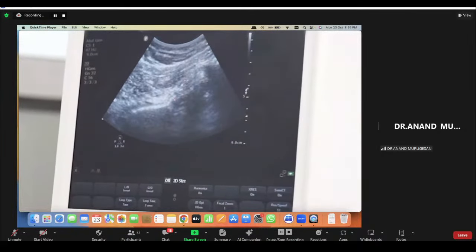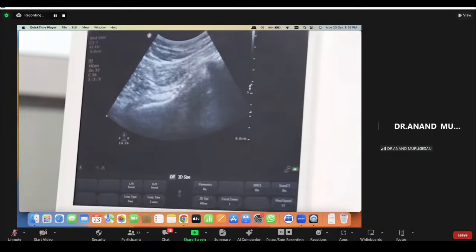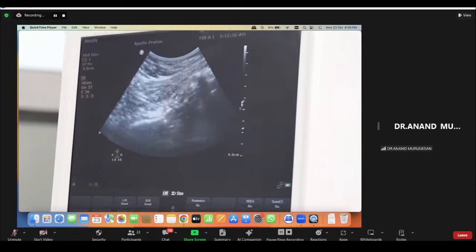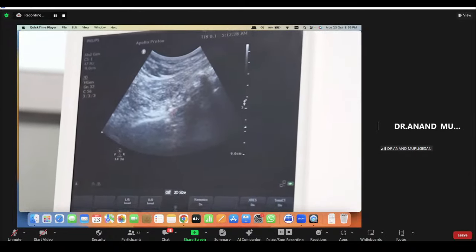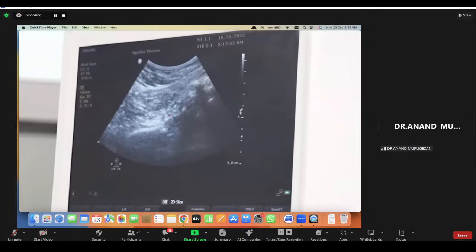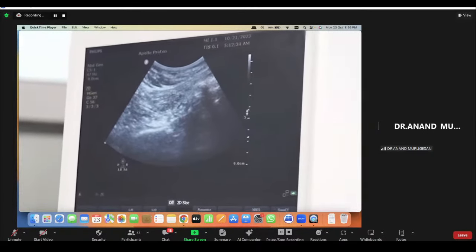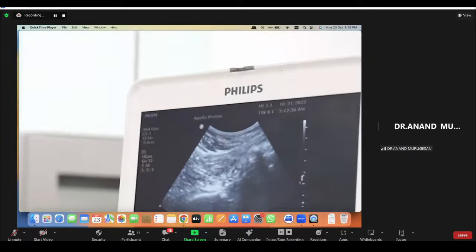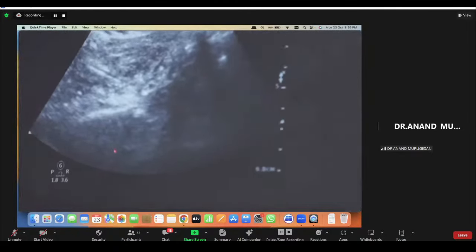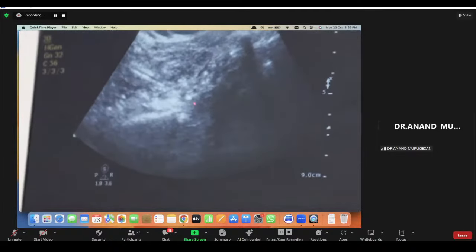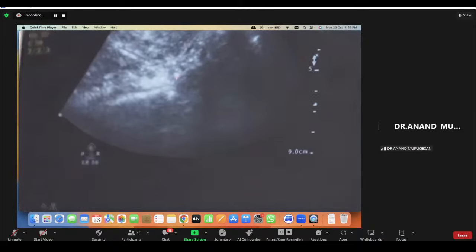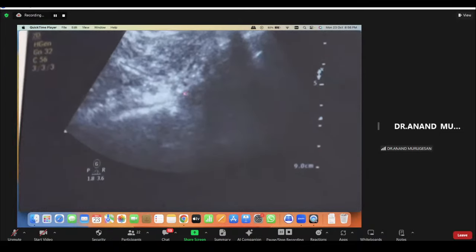So now, as I said, this is the ischial spine, this is the sciatic nerve. You can see a beautiful pulsation here. That is the pudendal artery. You can see that pudendal artery pulsation. It's a very nice pudendal pulsation. Can you just zoom here? This particular thing, can you zoom it? So now, if you are observant, you can see the small artery pulse.